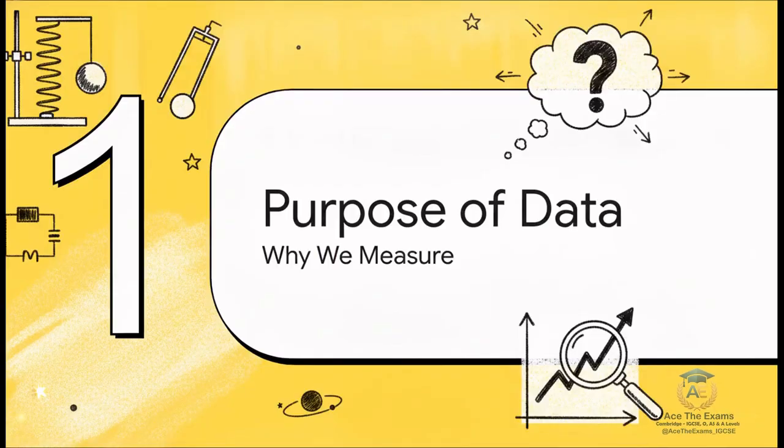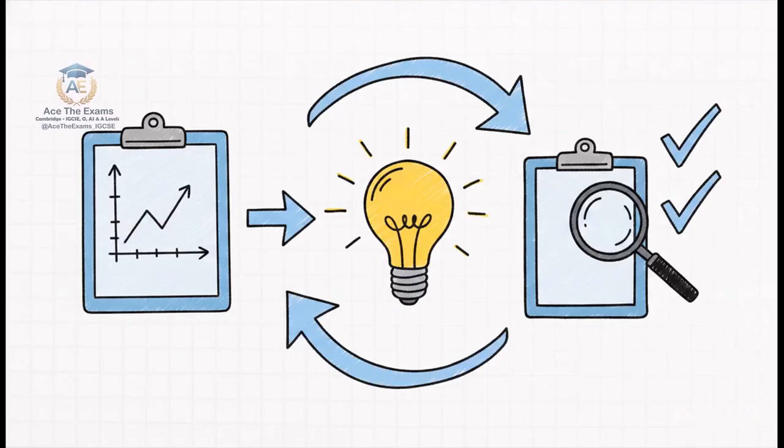Let's start with section 1, the purpose of physics data. Before we even think about picking up a single piece of equipment or writing a single sentence, we have to understand the foundational why behind what we do in the physics laboratory. It's incredibly easy to look at data collection or a giant table of numbers in an exam paper as just busy work. But I need you to shift your mindset right now. Data is the absolute lifeblood of physics.